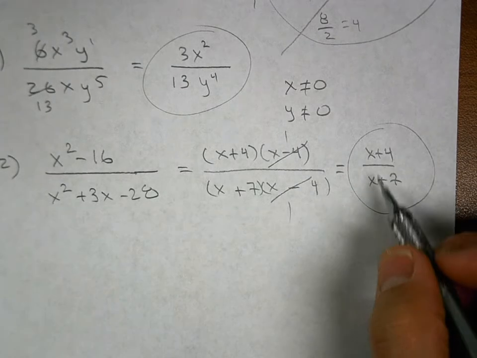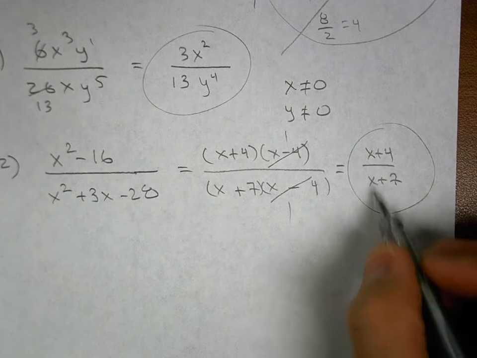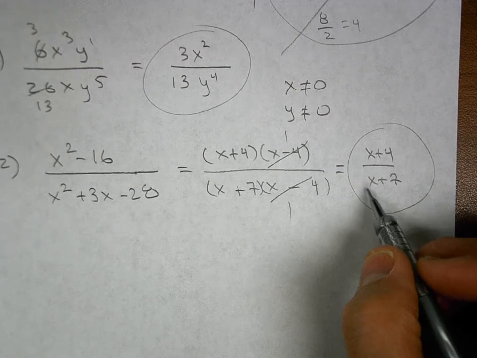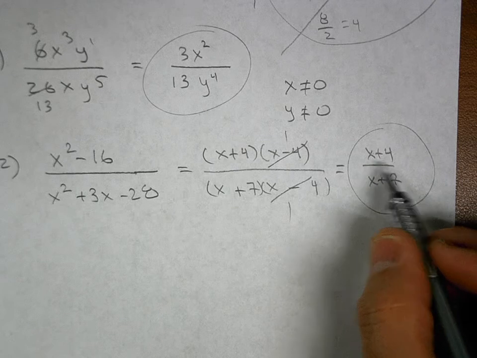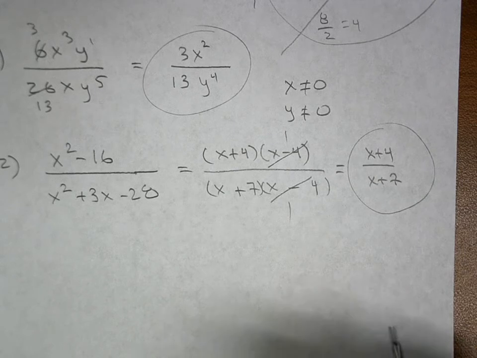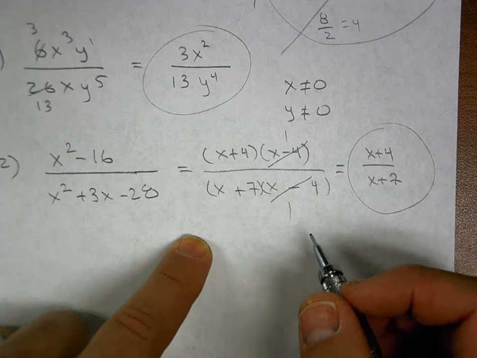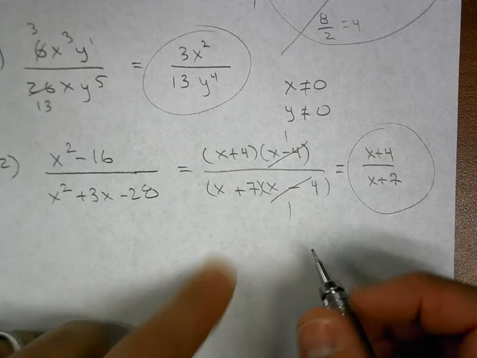Are we done, or can we cancel out the x's? Why not? Because they're terms. They're terms, right? Separated by plus or minus. There you go. Okay, and then let's answer what values of x, or whatever variables we have, to exclude.